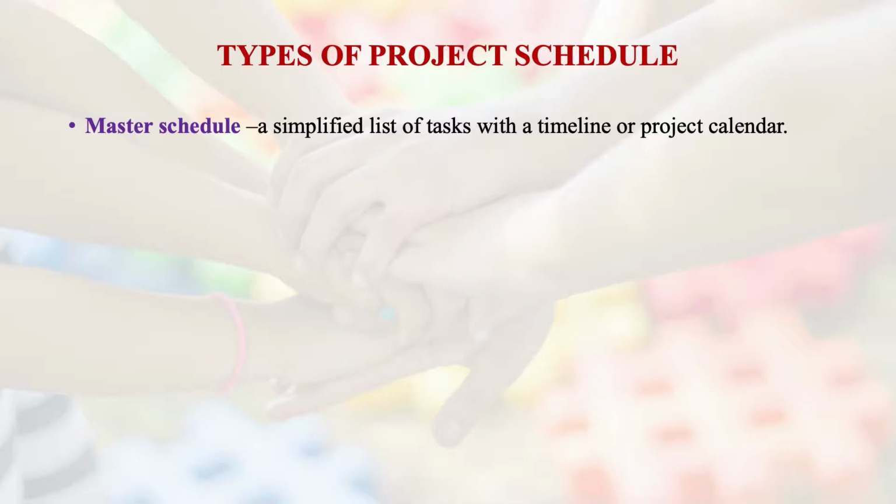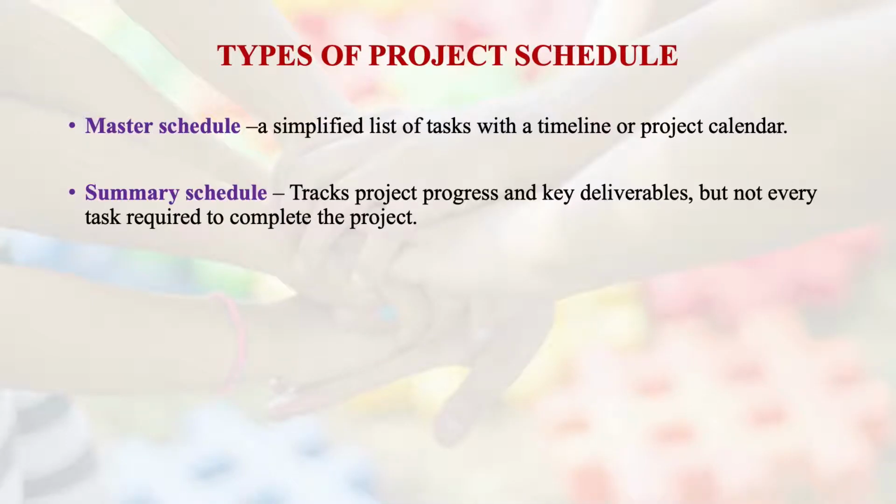There are 2 or 3 different types of project schedules which can be made by you. The first one is called the master schedule. A master schedule is a simplified list of tasks with a timeline or project calendar. So it clearly defines that these are the tasks, this is the timeline, these are the things which will be required to complete this particular work.